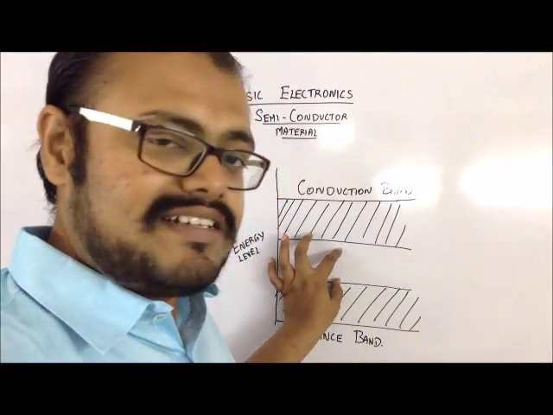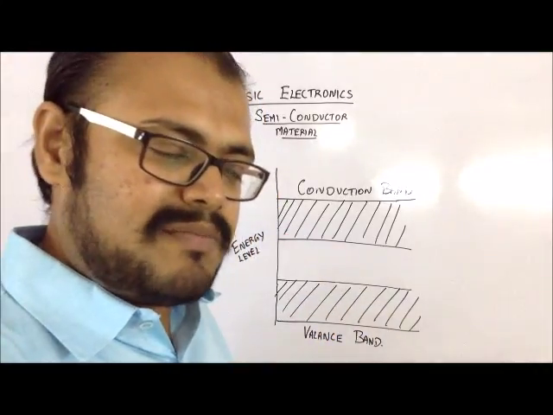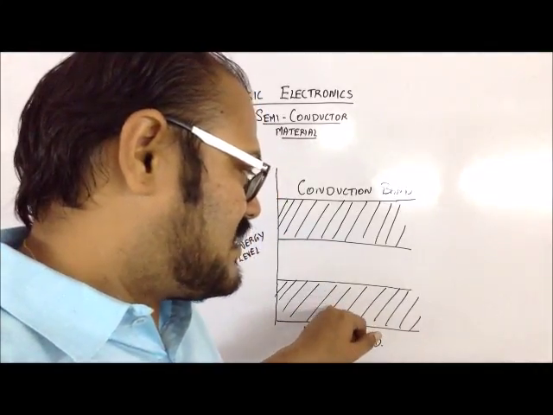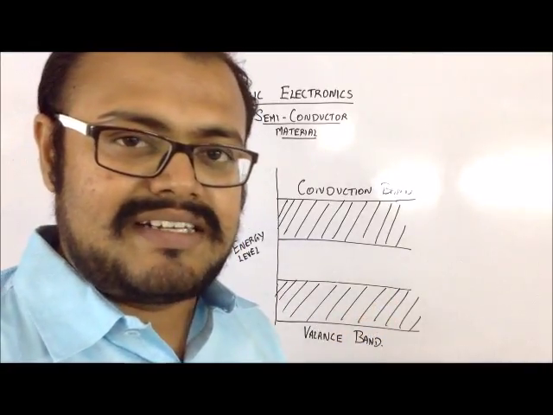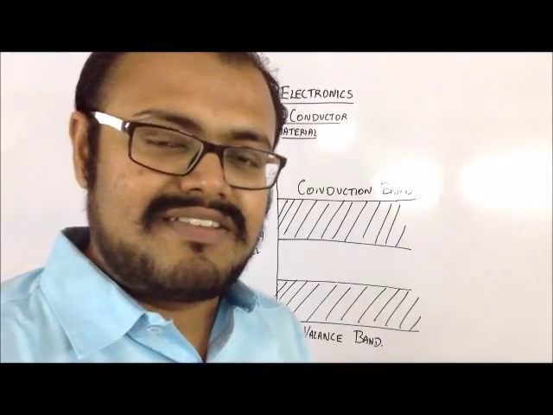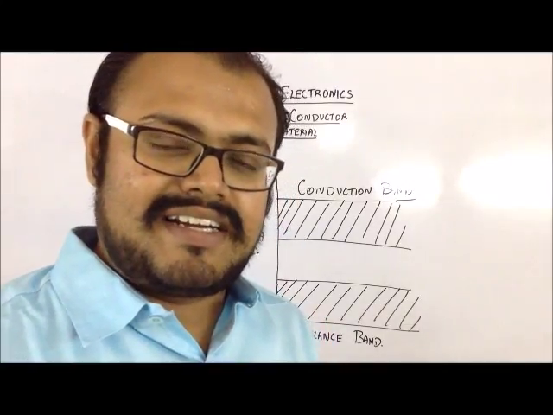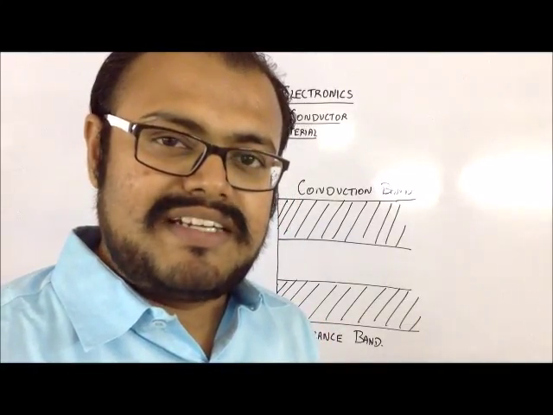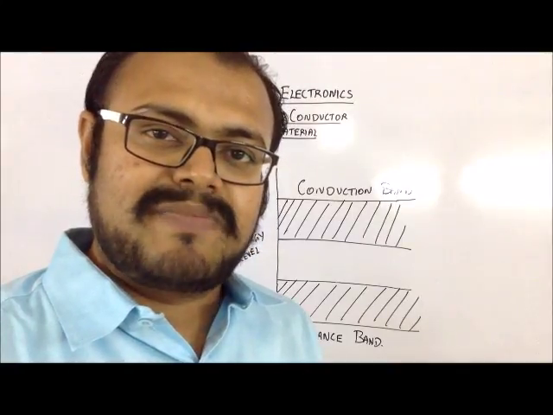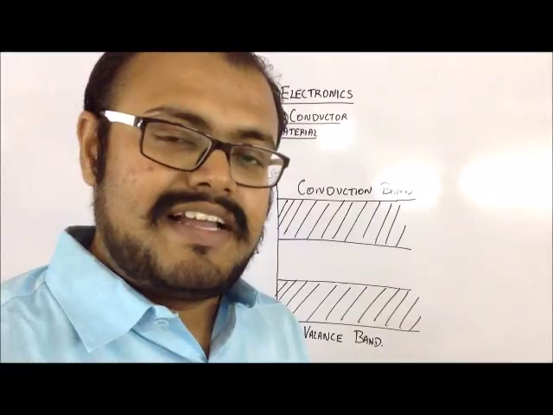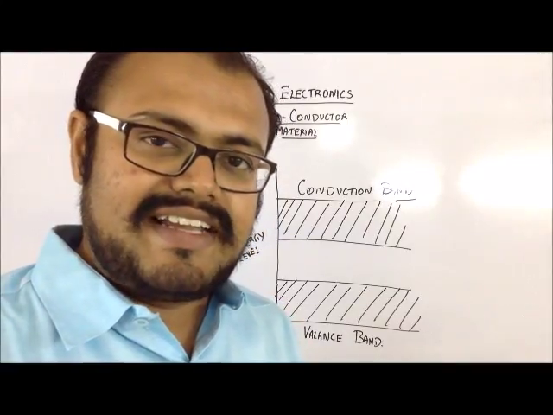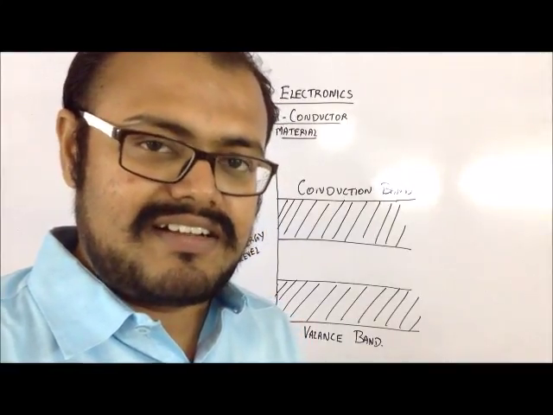this forbidden energy gap. The minimum energy which is required for an electron to jump from the valence band to the conduction band is what defines the material being a conductor, an insulator, or a semiconductor. Depending on the value of this energy required, they are bifurcated into the three categories which we have discussed.